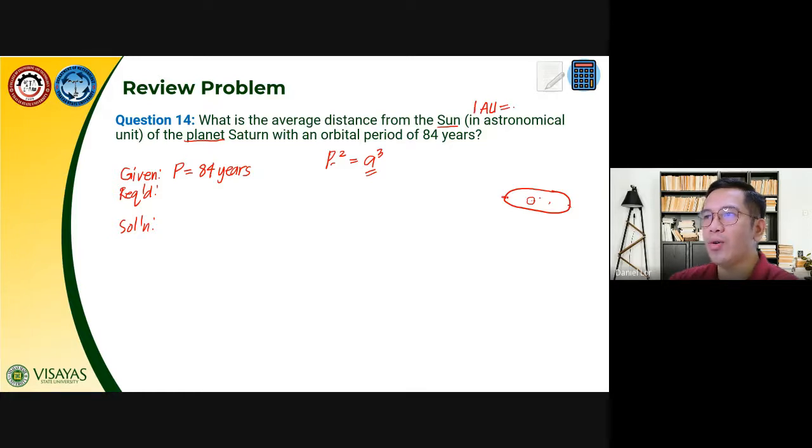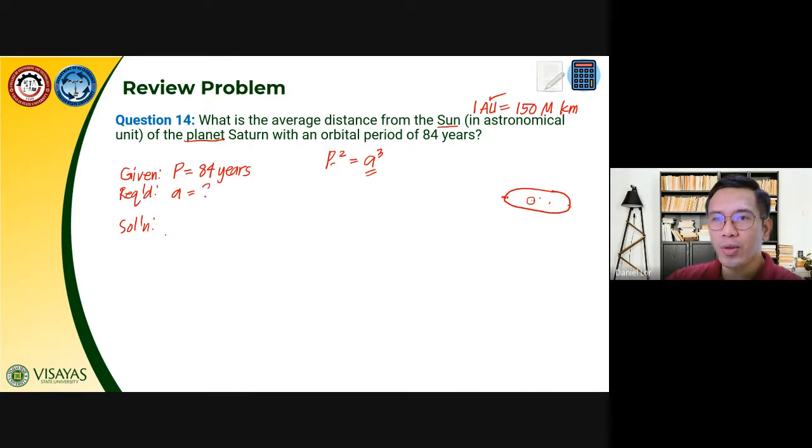Again, 1 AU is the average distance of the Earth from the Sun, which is approximately equal to 150 million kilometers. In astronomy, it is more convenient to use the unit AU because we can visualize distances by comparing them to the average distance of the Earth to the Sun, which is equivalent to 1 AU. So what is being asked here is A, the average distance.